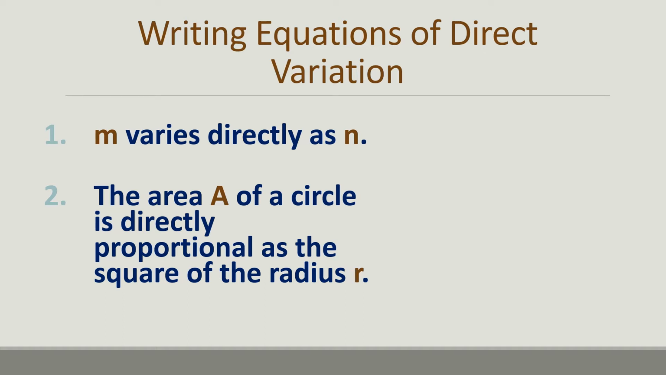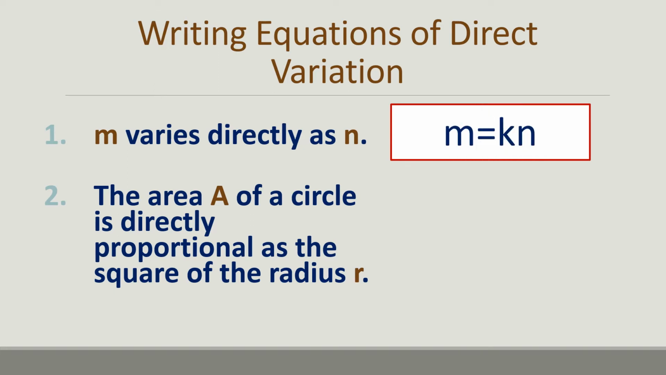So for number 1, we have m varies directly as n. Now take note, class, the first thing that we need to do is to identify what variables are being used in the statement. So we have m and n. And since it says here varies directly, so of course it's direct variation. And we just have to refer to the formula. So the equation will be m equals k times n. Alright, do you get it? M equals k times n, with k as the constant of variation.